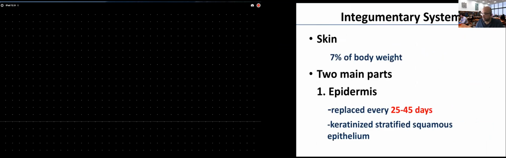Skin is representing 7% of the body weight. We have two main parts, the epidermis and the dermis. So we do not consider the hypodermis as part of the skin. We consider it below the skin. Epidermis gets replaced every 25 to 45 days. So every month, you're actually going to be changing the epidermis.